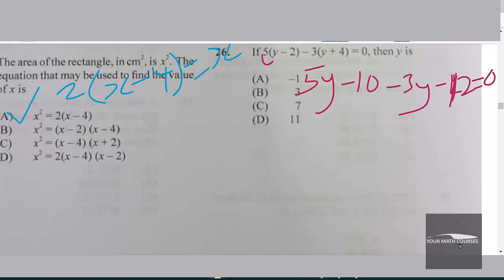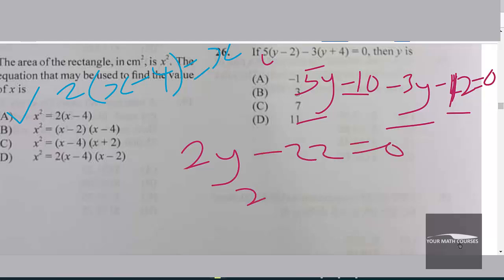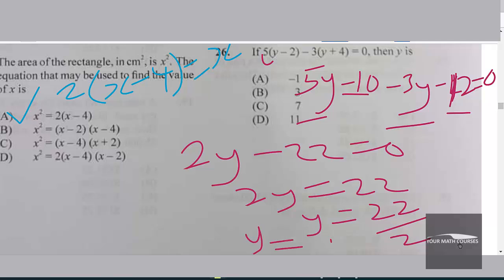So we'll combine this and this. That will give us 2y. Then negative 10 and negative 12 will be negative 22 equals 0. So 2y is equal to 22 plus 0, which is the same as 22. Divide both sides by 2. So y equals 22 over 2, which is the same as 11. So the correct answer is D.